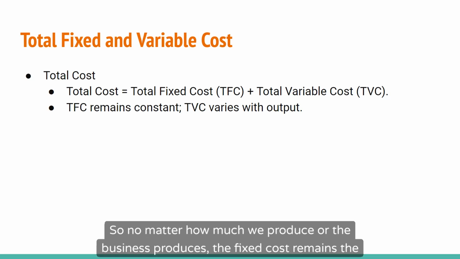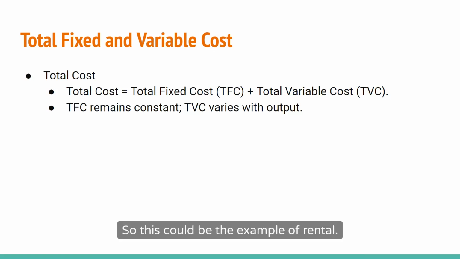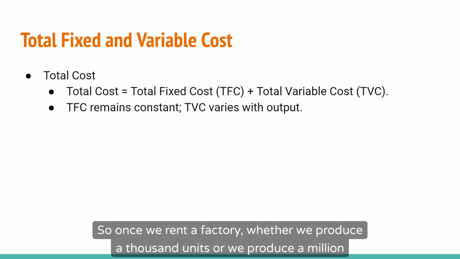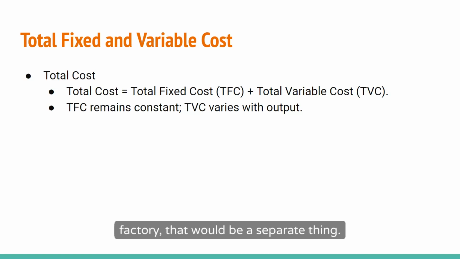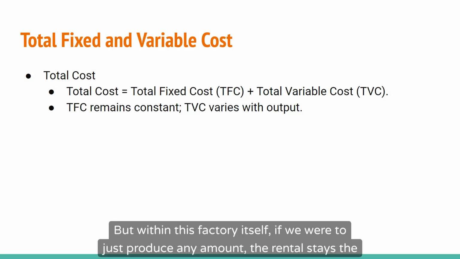So no matter how much the business produces, the fixed cost remains the same throughout. This could be the example of rental. Once we rent a factory, whether we produce 1,000 units or 1,000,000 units, the rental amount is the same per month, unless, of course, we choose to rent another factory, which will be a separate thing. But within this factory itself, if we produce any amount, the rental stays the same.